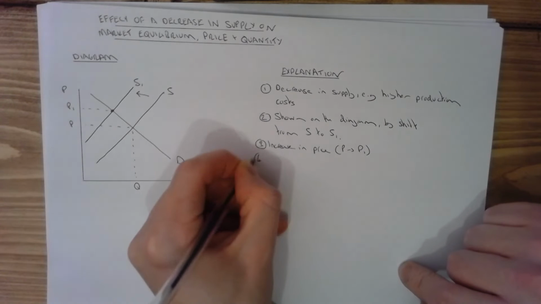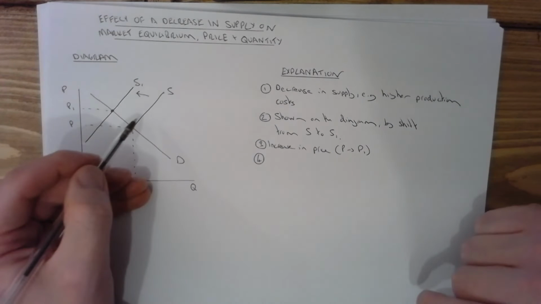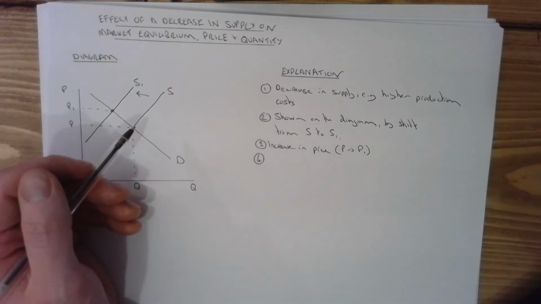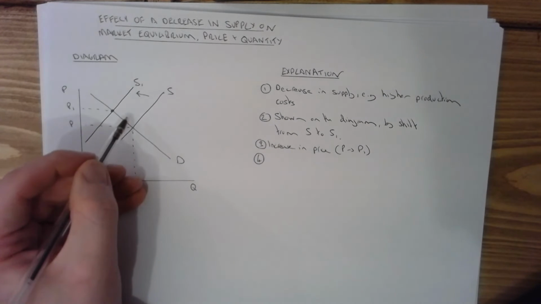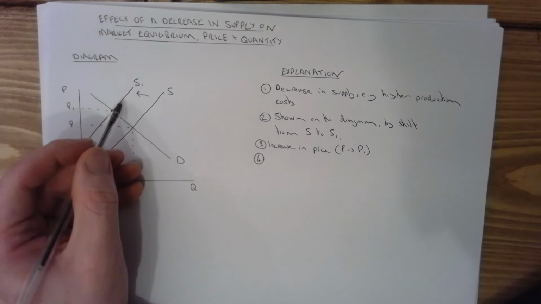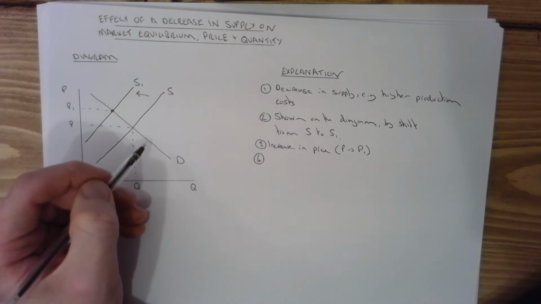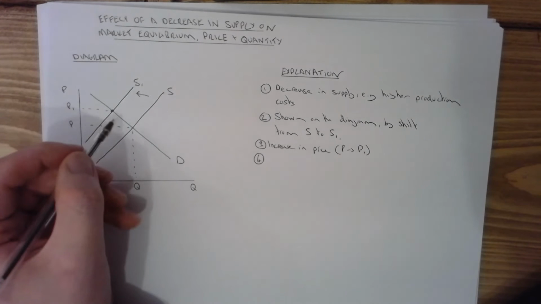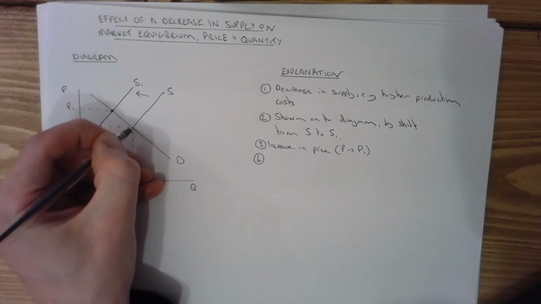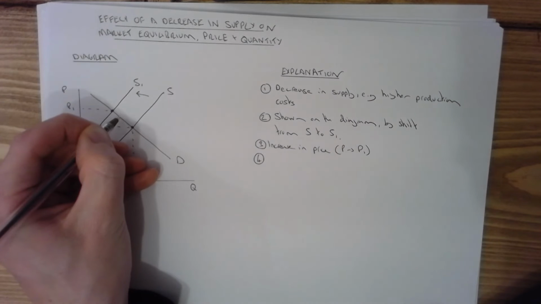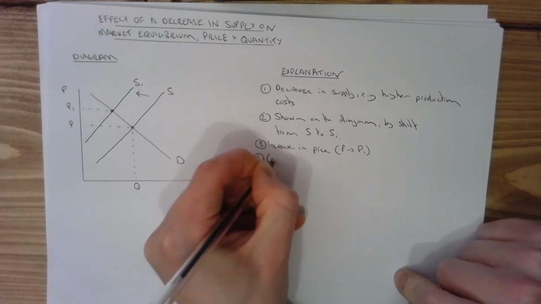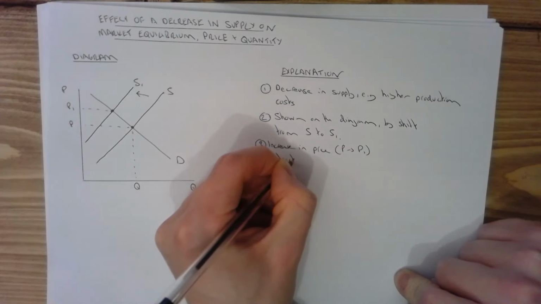And every time you have a shift in one curve, that will lead to a contraction or an extension in the other curve. Here I've got a shift in supply, so that must lead to a contraction or an extension in demand. And here I can see that my original equilibrium was here. I've now moved up the demand curve in this direction to my new equilibrium there, and that must be then a contraction in demand.